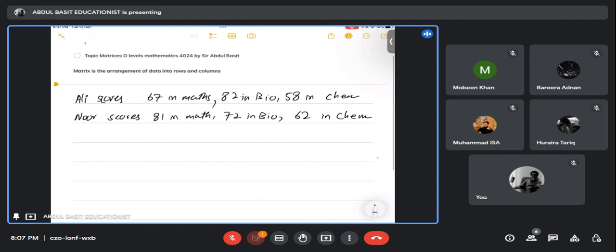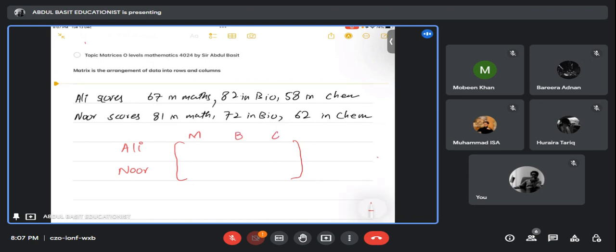And what is a matrix? A matrix is a form of writing digits in the form of a bracket. I'll locate the top portion with Ali and the lower portion is of Noor. Then this portion is maths, this portion is bio, and this portion is chemistry. So let me write their marks. Ali scored 67 in maths, 82 in biology, and 58 in chemistry. Noor scores 81 in maths, 72 in biology, and 62 in chemistry.